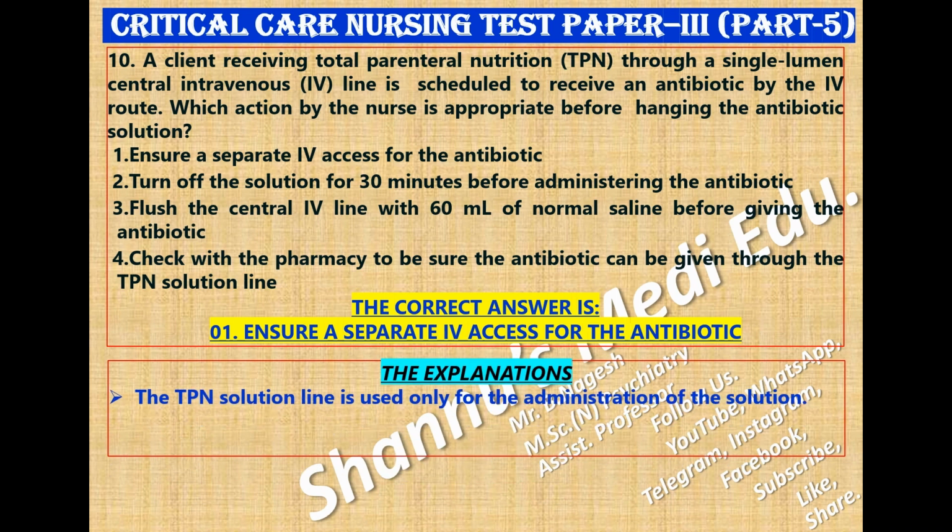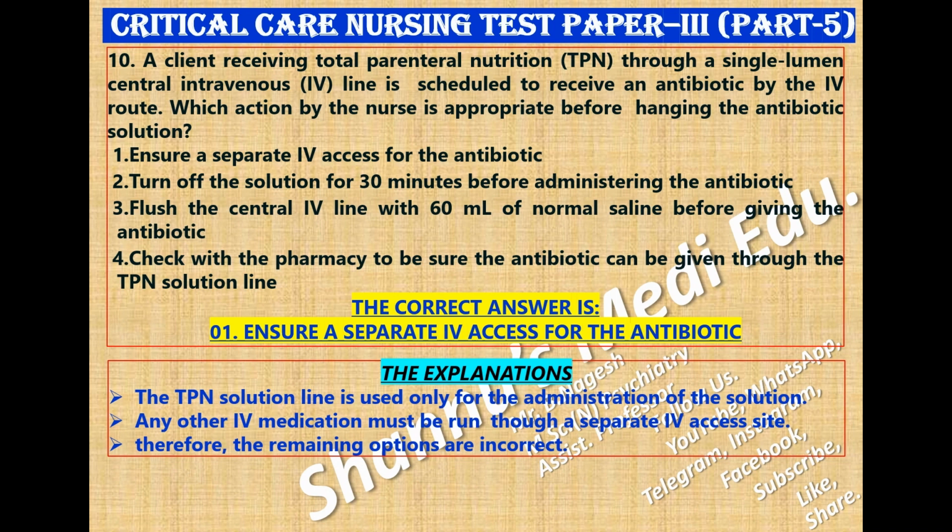The explanation of this question: the TPN, total parenteral nutrition, line is used only for the administration of the solution. Any other IV medication must be run through a separate IV access site. Therefore, the remaining options are incorrect.